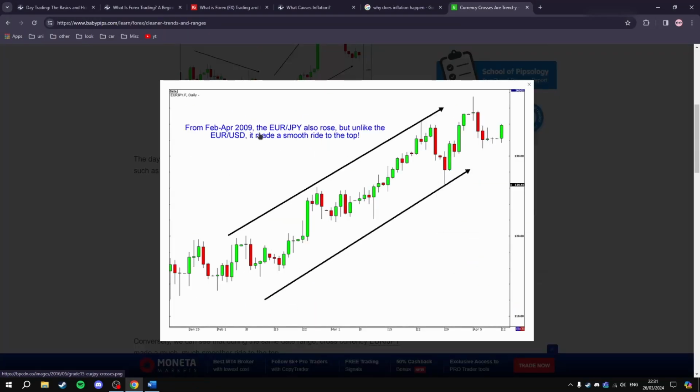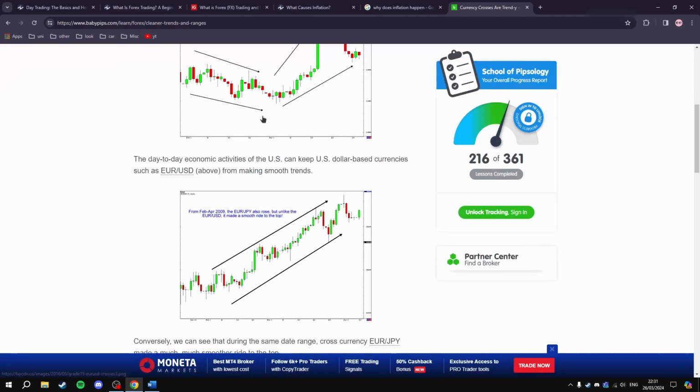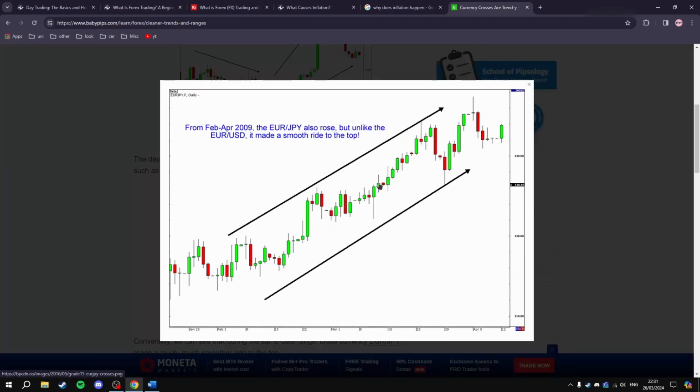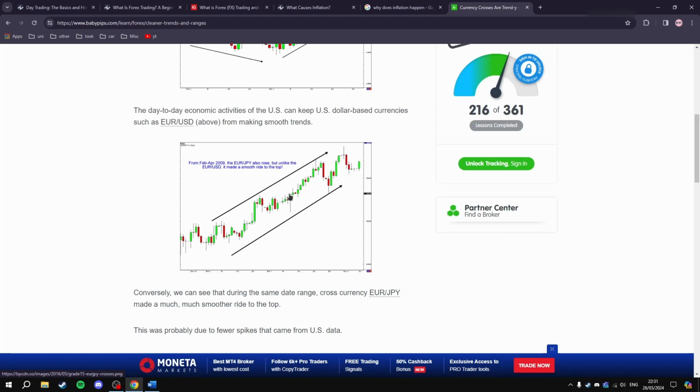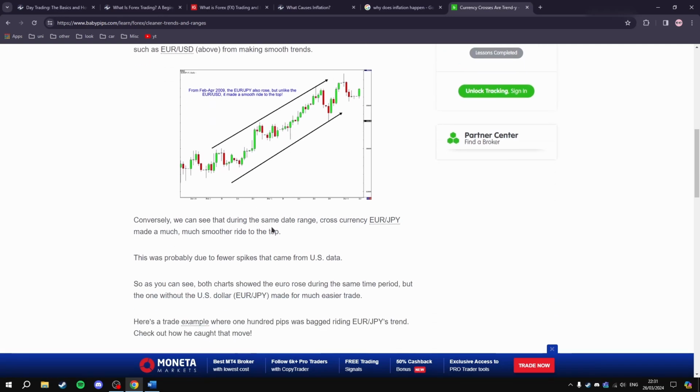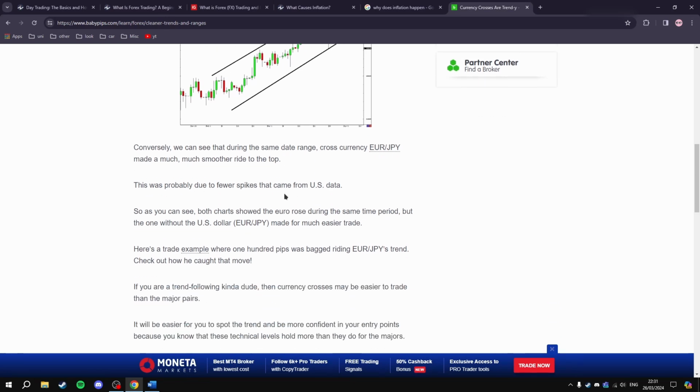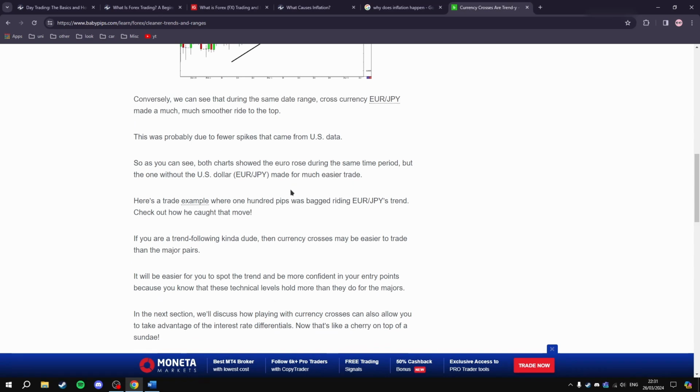From February to April 2009, the Euro JPY also rose, but unlike the Euro USD, it made a smooth ride to the top. Conversely, you can see that during the same date range, the cross-currency Euro JPY made a much smoother ride to the top. This was probably due to fewer spikes that came from US data. So as you can see, both charts show the Euro rose during the same time period, but the one without the US dollar made for much easier trades.